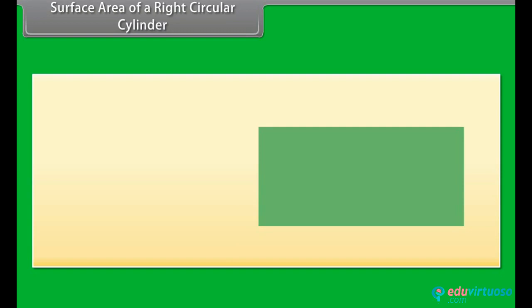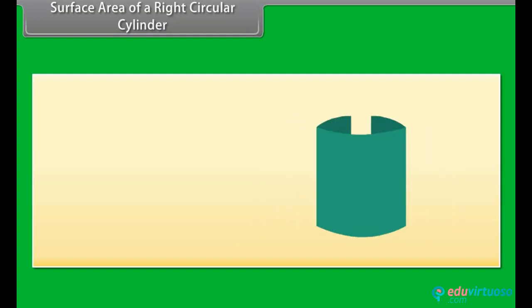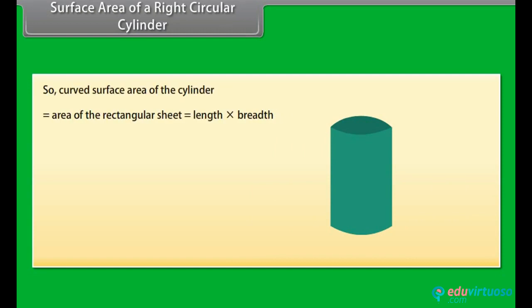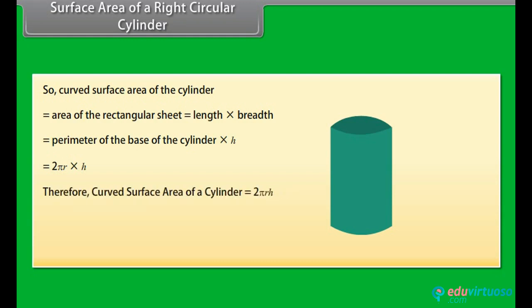We get the curved surface area of a cylinder using a sheet of paper. When we roll it, we get a cylinder. So, curved surface area of the cylinder is equal to area of the rectangular sheet, which equals length into breadth, which is equal to perimeter of the base of the cylinder into H, which equals 2 pi r into H. Therefore, curved surface area of a cylinder is equal to 2 pi r H.